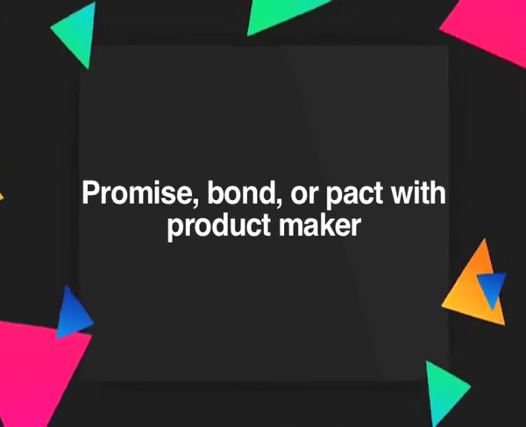Promise, bond, or pact with product maker. What the consumer is also looking for is a commitment and reassurance about the performance of the product. Someone who will give a guarantee and also ensure service and assistance and honor the commitment whenever required. The brand, its owner, and maker are the ones who give this promise. So that's why a brand is of importance to the consumer. To quite an extent, the reputation of the manufacturer is built and maintained through the brand.